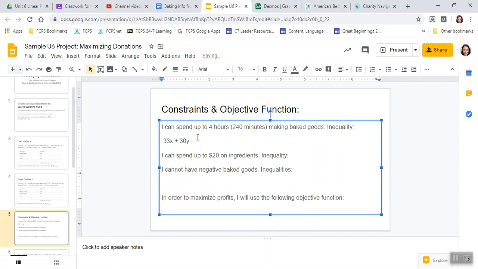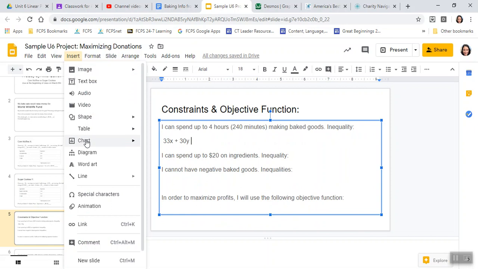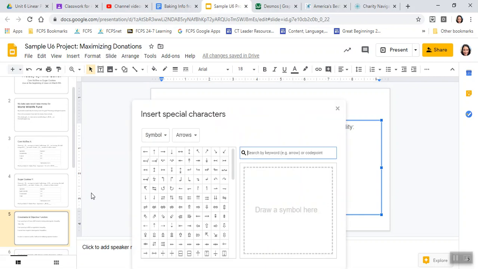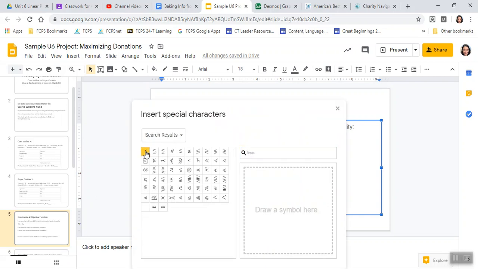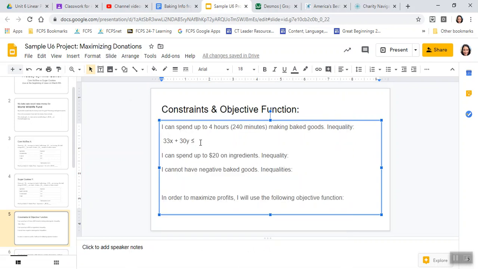I need a less than or equal here, and the way you can get it is with insert symbol, special character. And if you type less, then it will give you this one, which is what you want. So less than or equal to the time I have, 240 minutes.